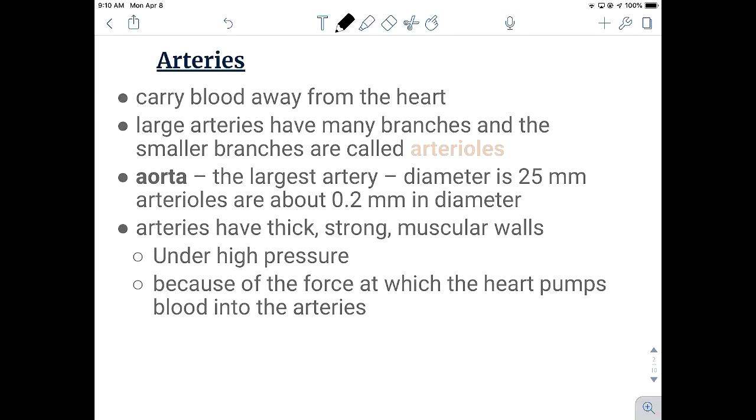Arterioles. The aorta is the largest artery. So the aorta comes right off of the heart, and then that aorta slowly gets branched away, branching first into smaller arteries, and eventually into arterioles. So we're talking about coming from the heart.